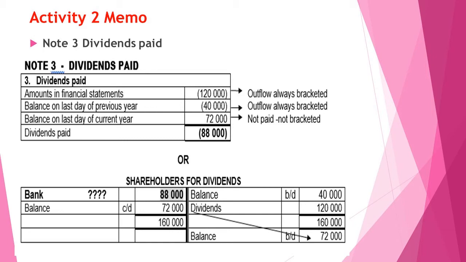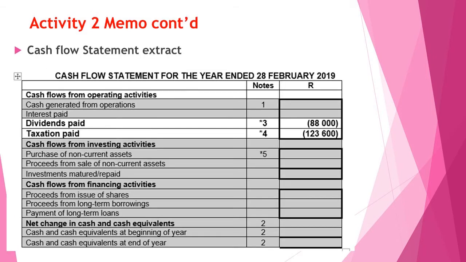Now I want us to see how that is going to appear on the face of the cash flow statement. Here it is. Just look at note number 3 only. Dividends paid, 88,000. And it is a negative. That is how it appears on the face of the cash flow statement.